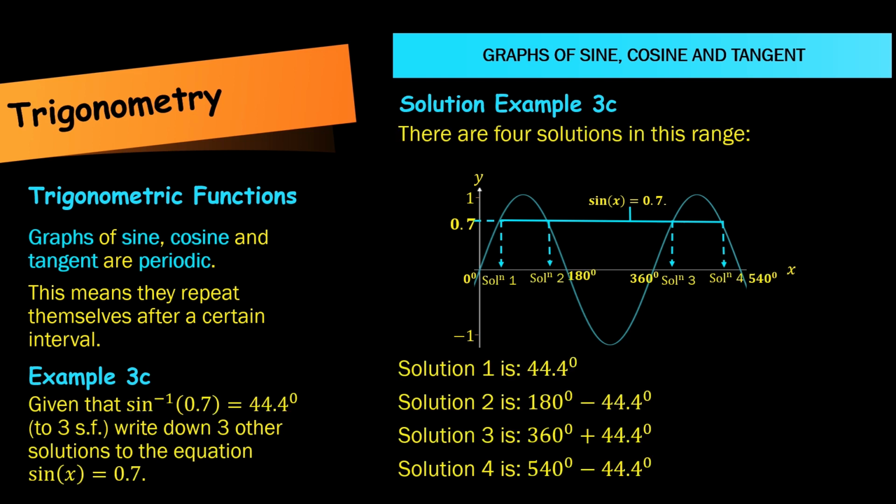The solutions are 44.4 degrees, 180 minus 44.4 degrees, 360 plus 44.4 degrees, and 540 minus 44.4 degrees. So this gives us the solutions as shown on your screen.